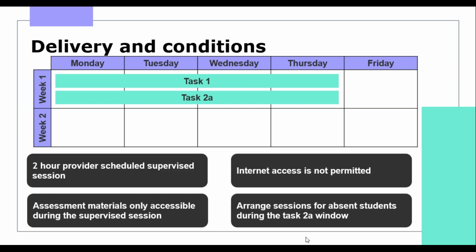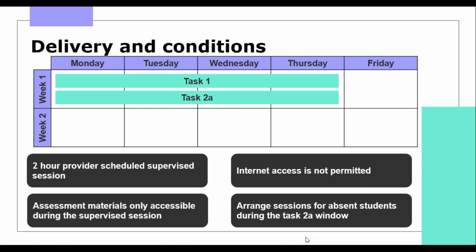Task 2A occurs during the first assessment week, and this is scheduled by you, the provider, during the window stipulated by NCFE, which can be found in our key date schedule. The session is supervised rather than invigilated, lasting 2 hours. If students have any access arrangements or reasonable adjustments, such as additional time for assessments, then you should apply that internally and increase the task time by the relevant amount.